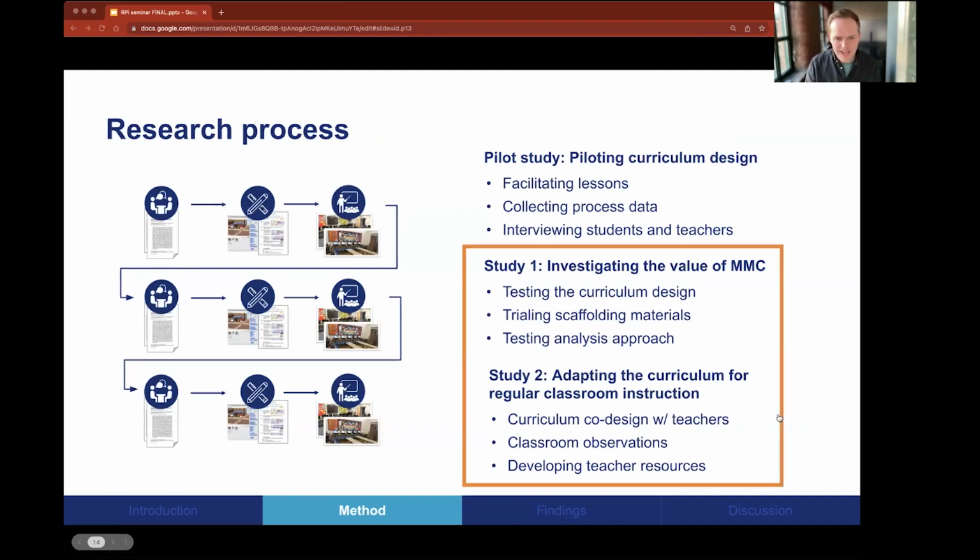So for today, I'm going to talk about those 2 studies, study 1 and study 2. The first one looking at multimodal composition, how we can draw out some of these programming and storytelling practices. And then the second study was giving that design to a teacher or to a school, having them trial it in classrooms and seeing how feasible it is to implement when the assistant isn't there, if that makes sense.